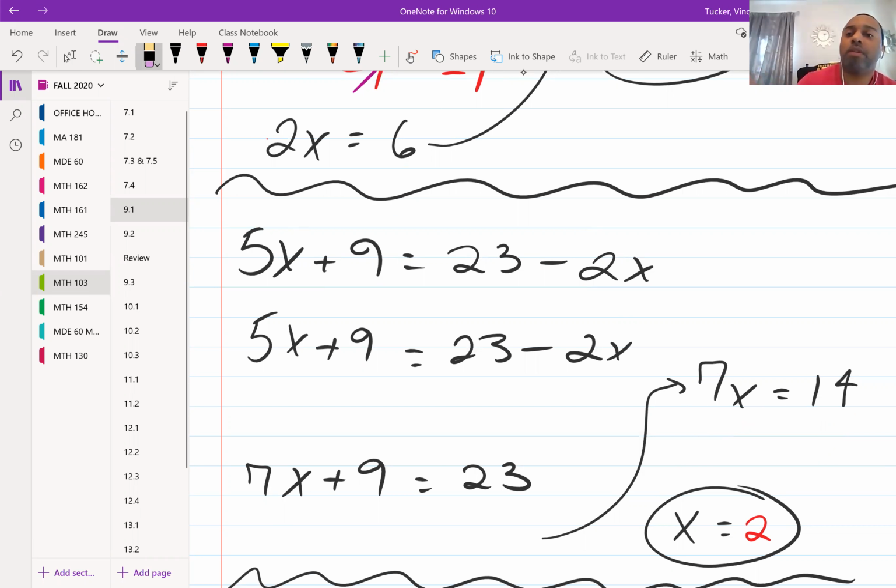It doesn't matter which term you decide to move. We have 4 different terms here, and it doesn't matter which one you move first. As long as you do it correctly mathematically, you'll still get the same result. I'm going to add 2x to both sides. So 2x cancels on the right. On the left, 5x plus 2x is 7x plus 9 equal to 23.